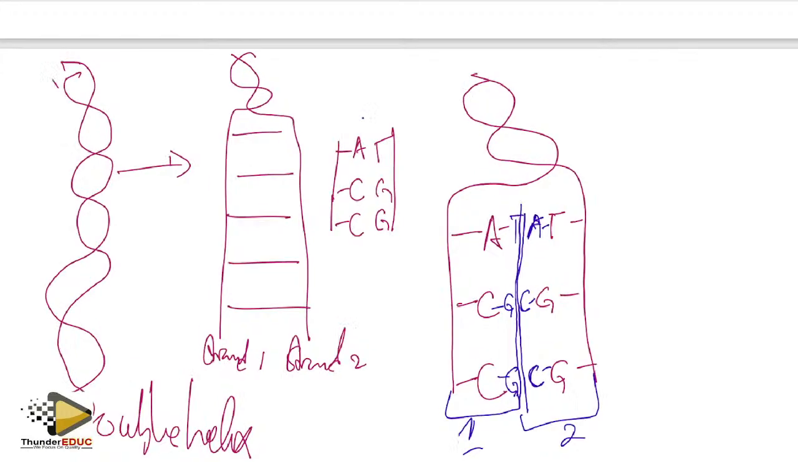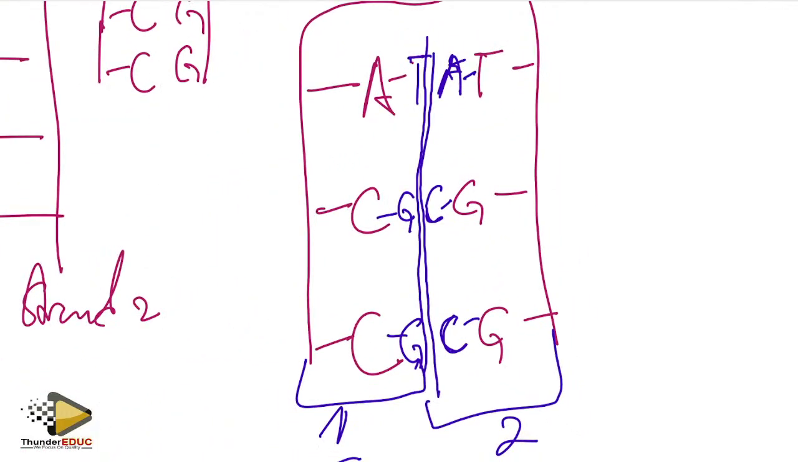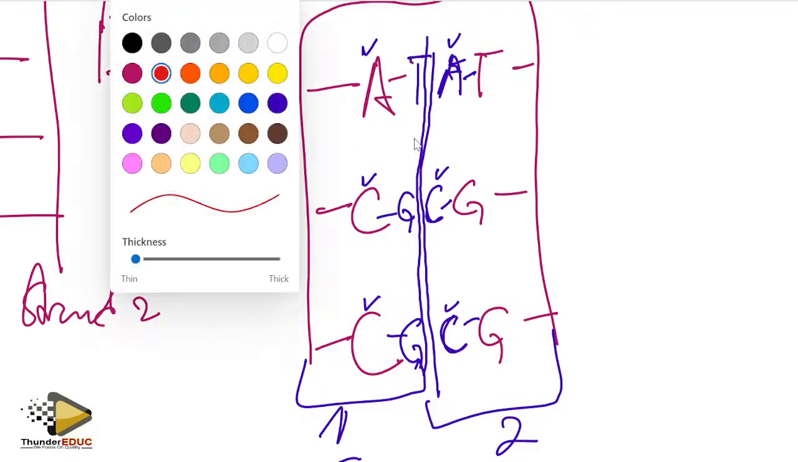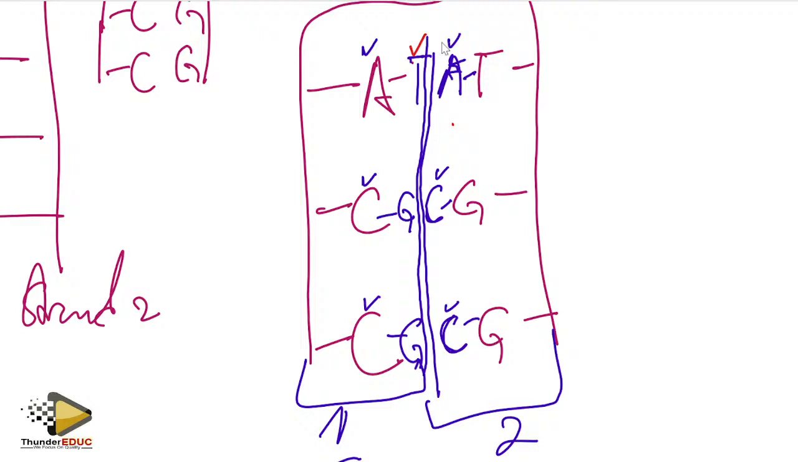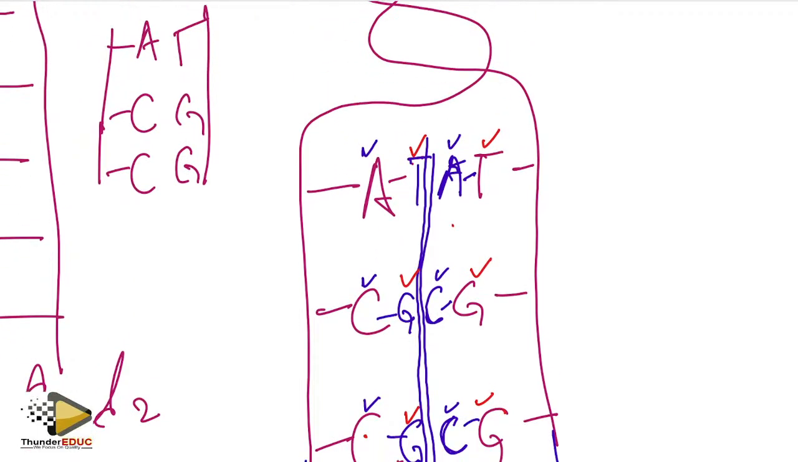Now let's compare. Let's see if they are identical to each other. I have A here, I have A here. On the other side, I have C here, I have C here, I have C here, I have C here. So those strands are the same. What about the second strand? I have T this side, I have T this side. I have G this side, I have G this side. I have G this side, G this side. You see that this and this are the same. What about the original DNA? Let's find out. I have A here and T.